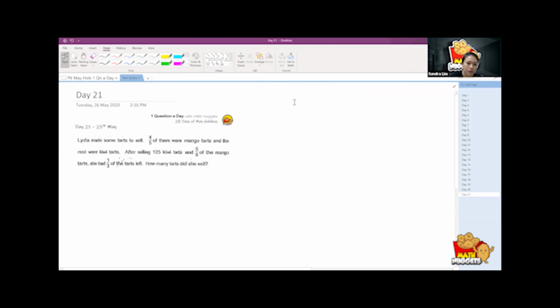Okay, so for this question, I am not going to use the model way. The model way can be a bit challenging for this. It's a bit hard to illustrate. So for this, I'm going to use units and parts.